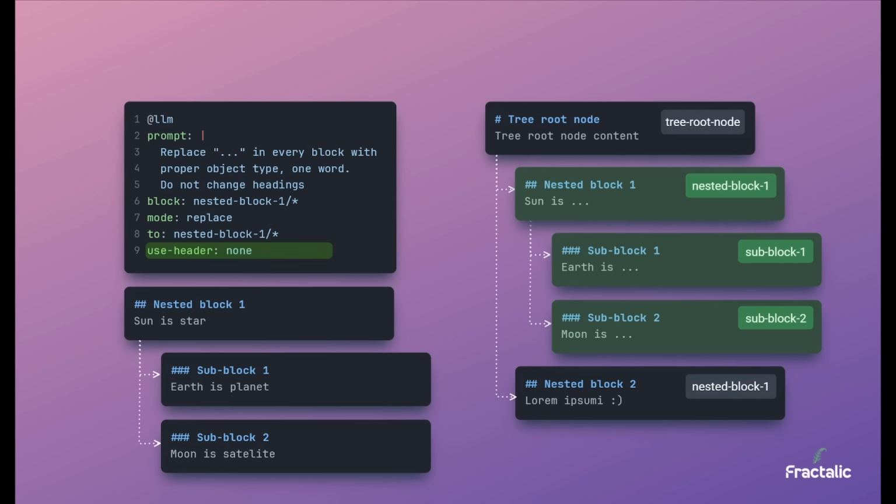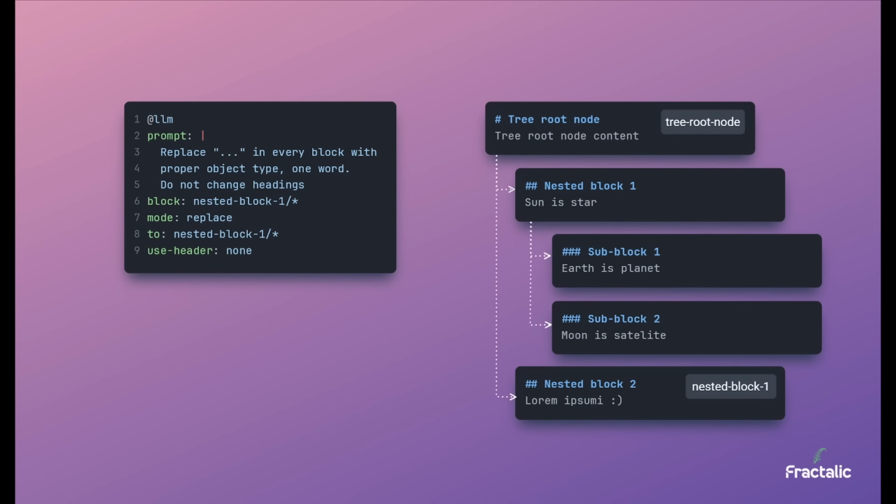For content manipulation, Fractalic offers 3 main modes: Replace, Prepend, which inserts before the first block in a branch, and Append, which adds after the last block. In our example, the identifiers stay the same because the headings haven't changed.